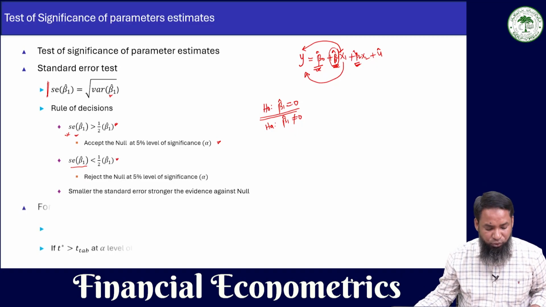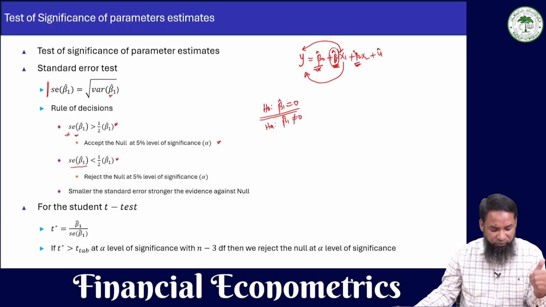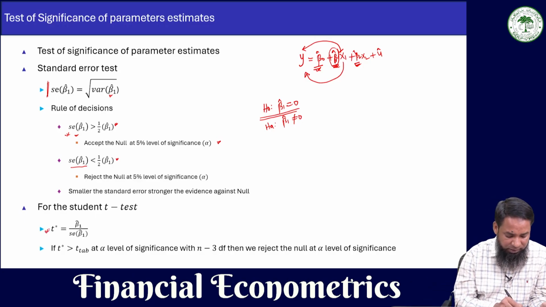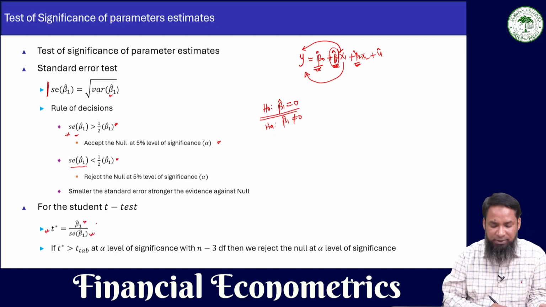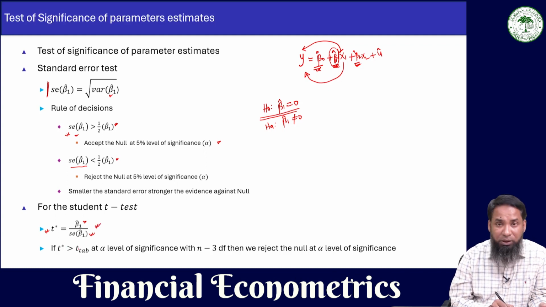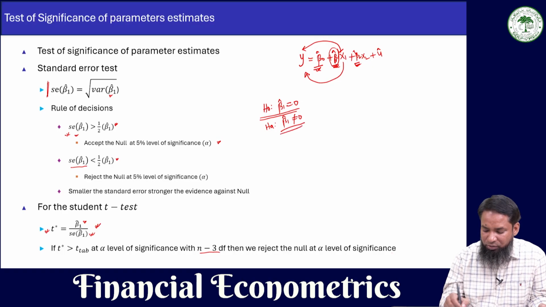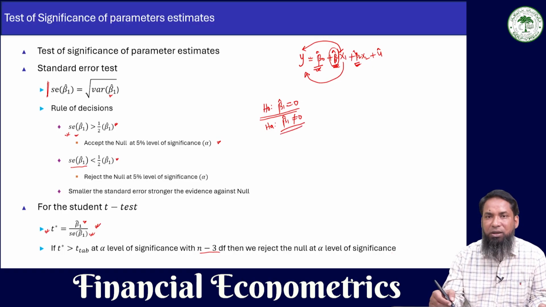Or we could use the t statistic rather than the standard error. The t statistic is nothing but beta 1 hat divided by the standard error of beta 1 hat. Now, if this calculated t statistic is more than the tabulated value at alpha level of significance with n minus 3 degrees of freedom, then we reject the null at alpha level of significance and we accept that beta 1 is not equal to 0. That means there is a significant relationship.